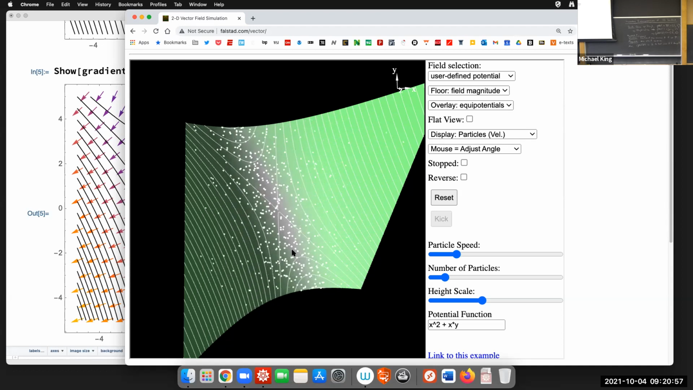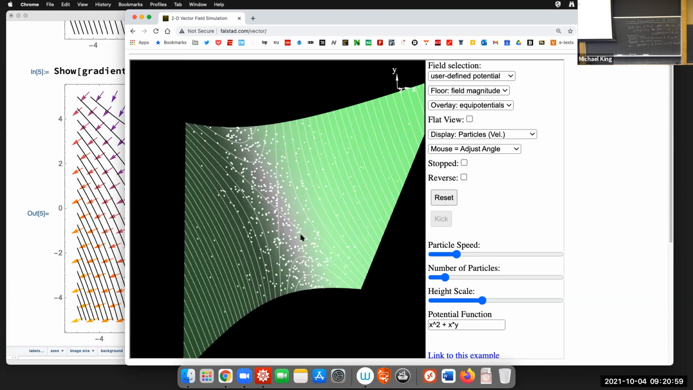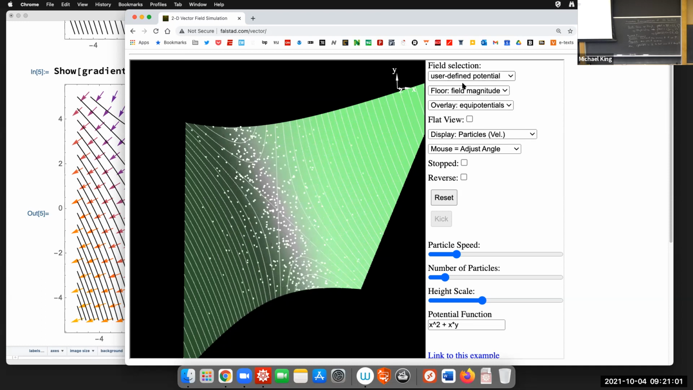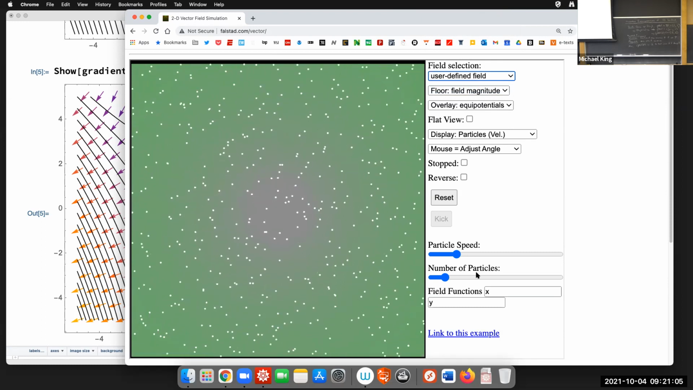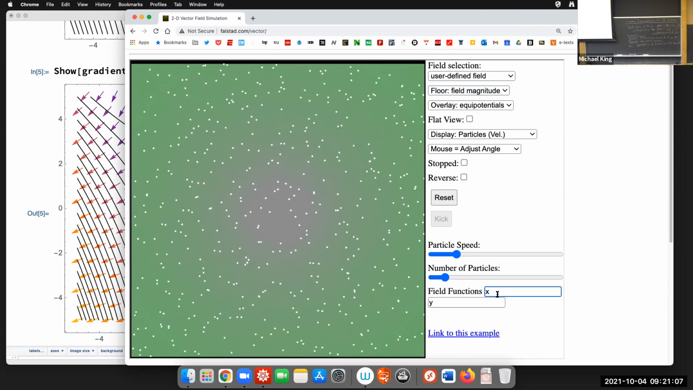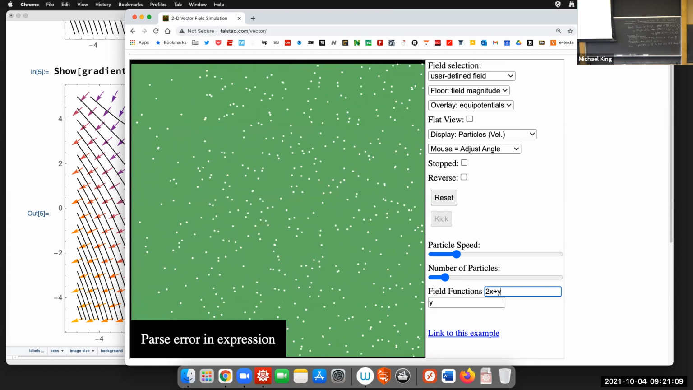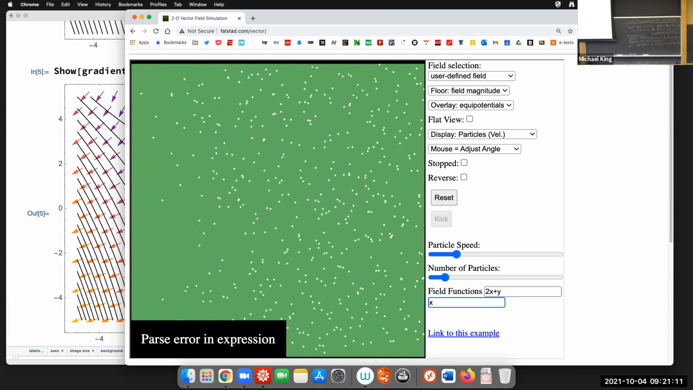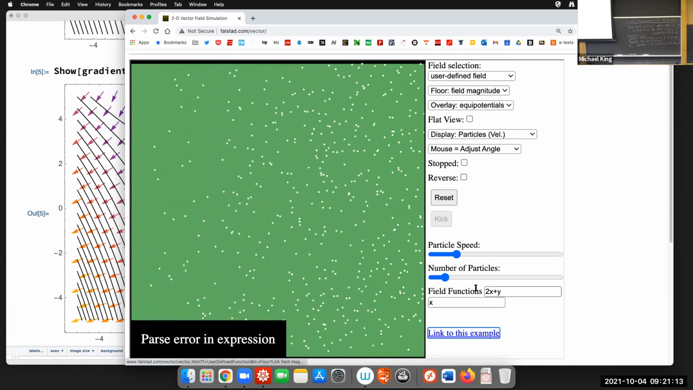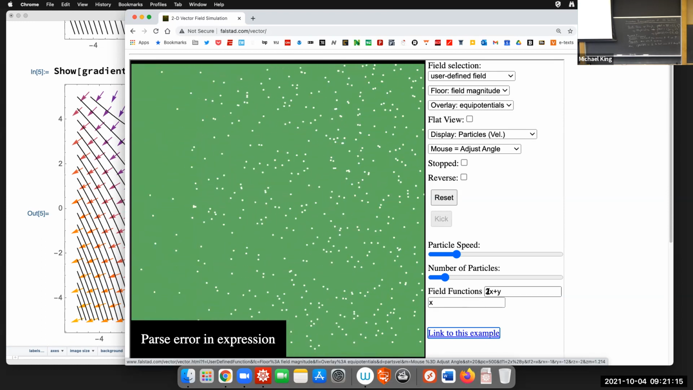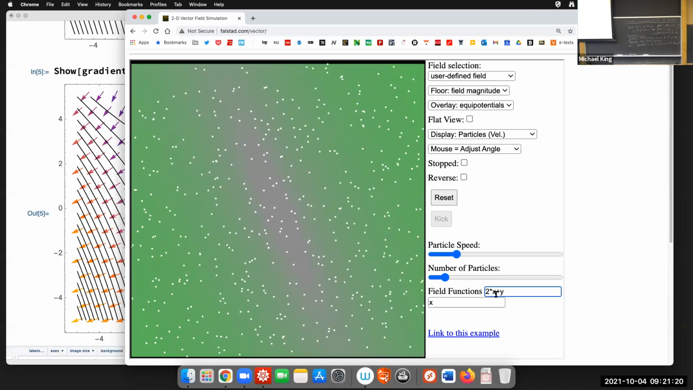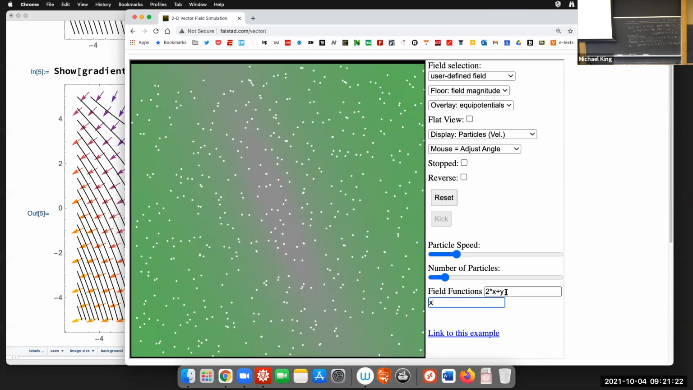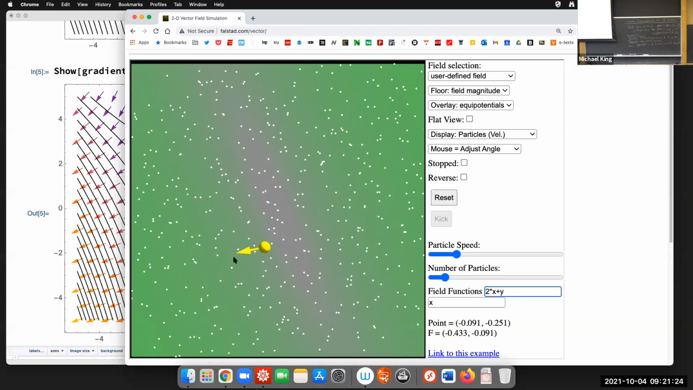So this is a nice way to visualize these things sometimes. We could give the field itself in this, oh, hello. These are kind of fun. What did I say, 2x plus y, comma x. Parse error in expression. Maybe I need 2 times. Oh, yeah, there we go. Oh, interesting. This actually is not going down. This is going the correct direction.